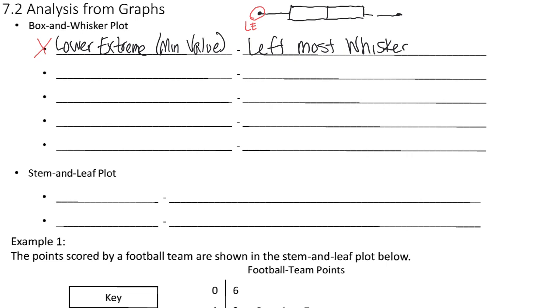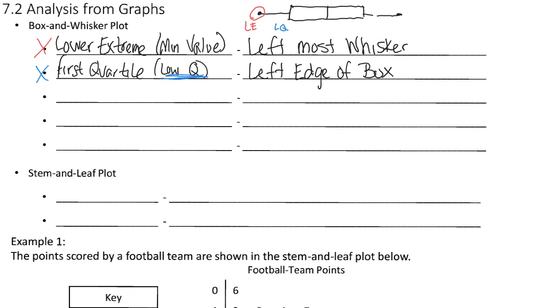The next one we have is the first quartile. We've kind of talked about this first quartile. And that's also called your lower quartile. And that's your left edge of your box now. That's the left edge of our box. So this is our first quartile or our lower quartile. I'm just going to write LQ for lower quartile. And that's mostly how I'm going to reference them: lower extreme, lower quartile. The next one is the median.